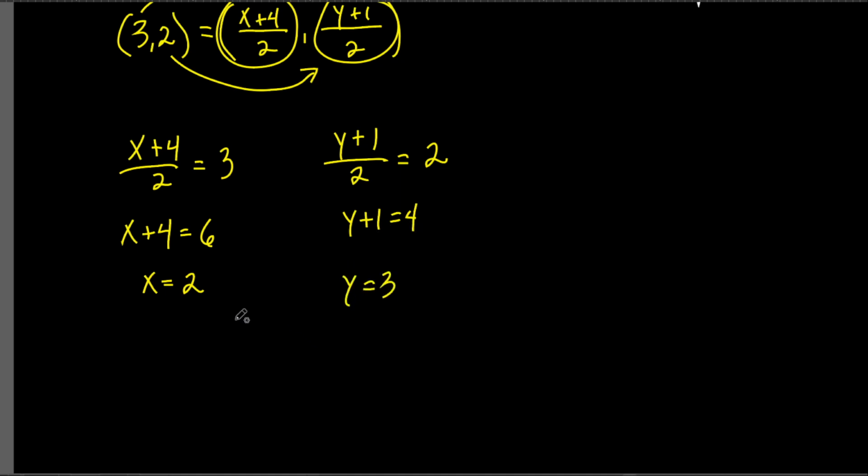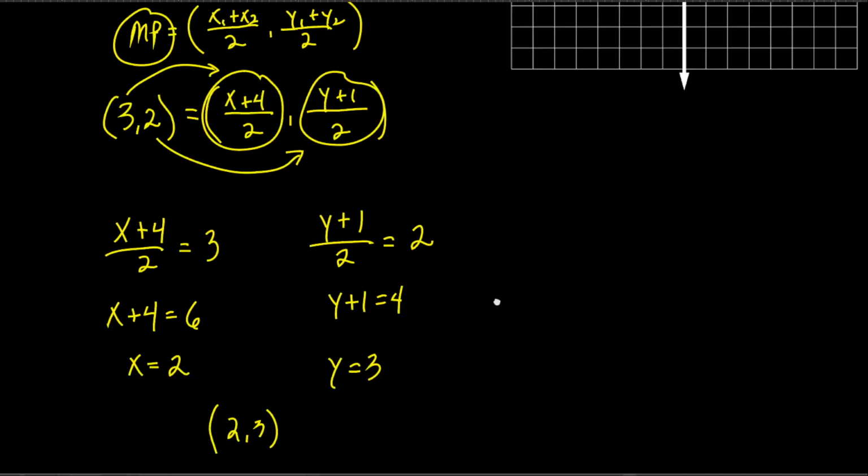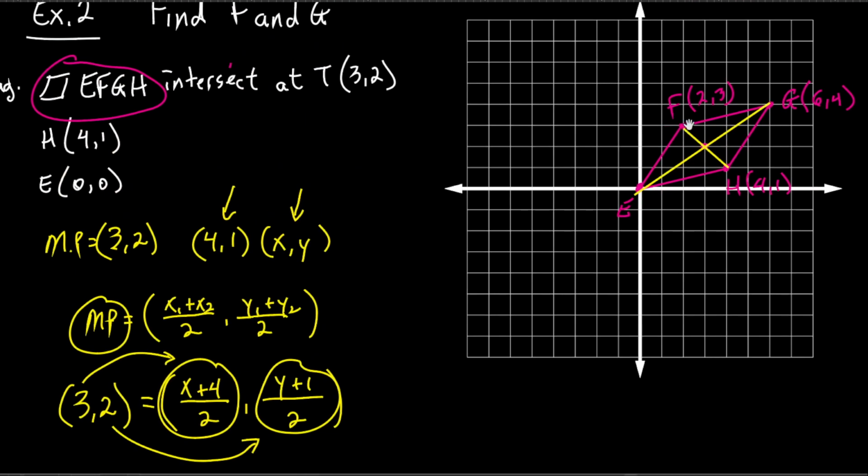So what's my ordered pair then? It's 2, 3. Isn't that what we said it was going to be? There it is, right there. It's exactly what we said it should be. Okay? And then you do the same exact thing to find G. That's right. So you got the midpoint, right?